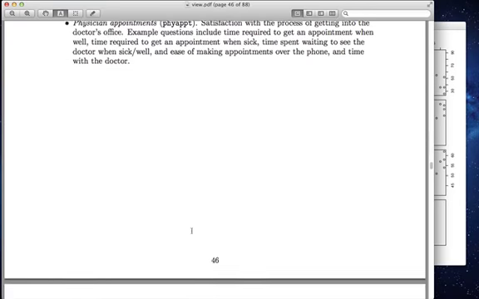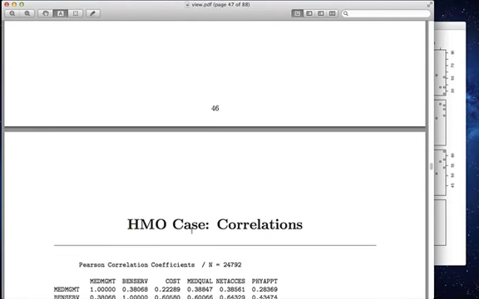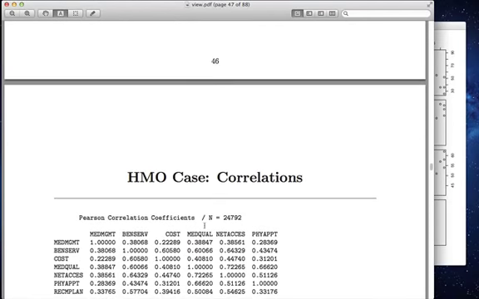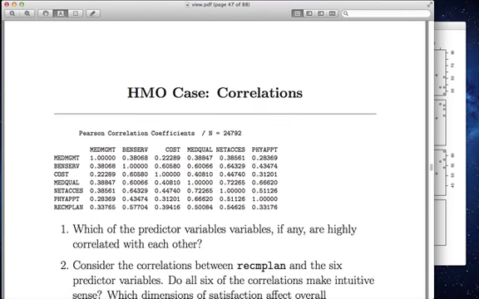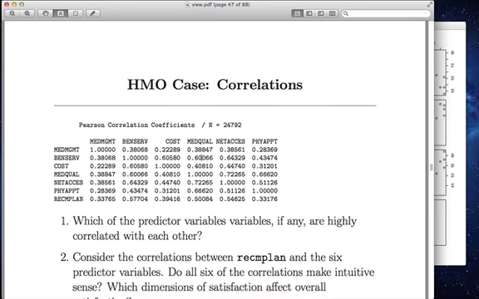Now, this case is about a resource allocation question. An HMO can't be great at all of these. So which of these dimensions should it be great at if it wants to maximize loyalty? Now, the loyalty measure we're going to use is whether or not a patient is going to recommend the plan to a friend. Let's take a quick look at the correlation matrix.